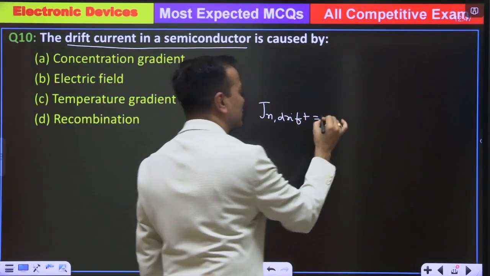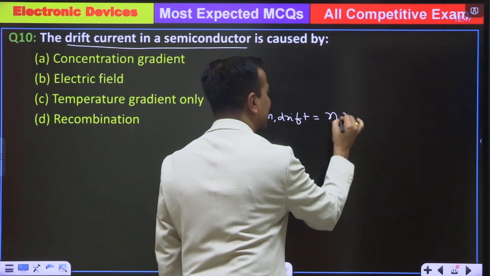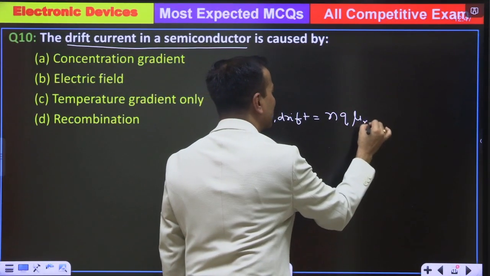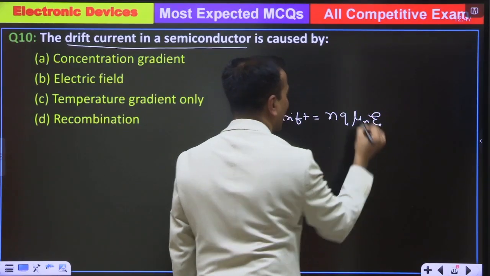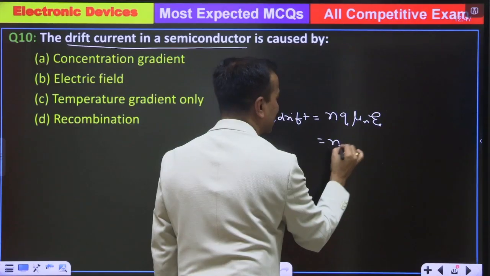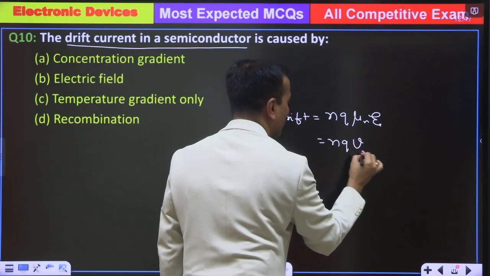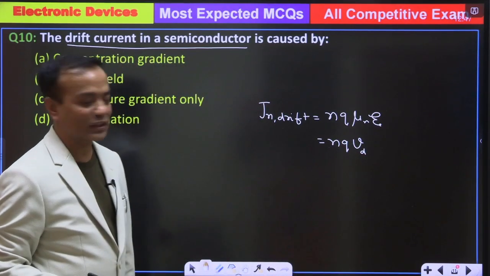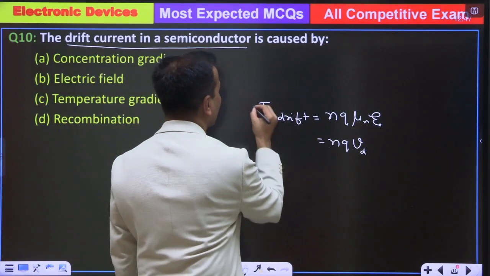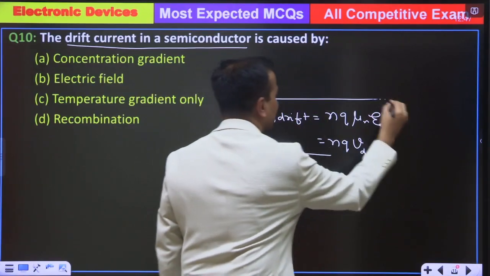J in drift, we can write here as n q mu n into E, or this can be written as n q Vd also. Vd is called drift velocity. So here this is for the N type of semiconductor.